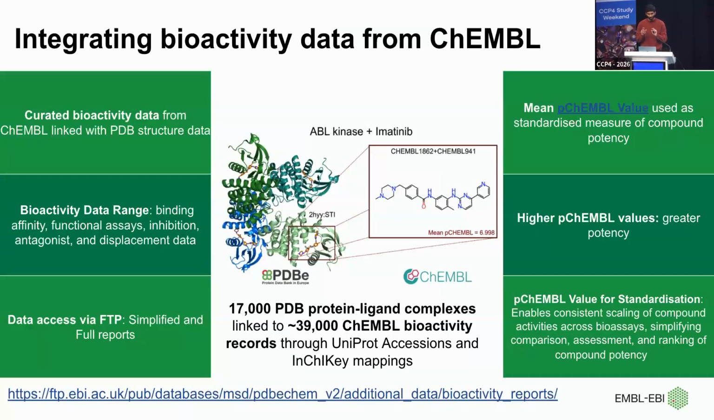For the small molecules, we can represent them using the same identifier like InChI, and then map them using these two mappings. We did the mapping between PDB and ChEMBL, and we got almost 17,000 PDB protein-ligand complexes corresponding to 39,000 bioactivity data points. We provide this data for you to download from our FTP area.